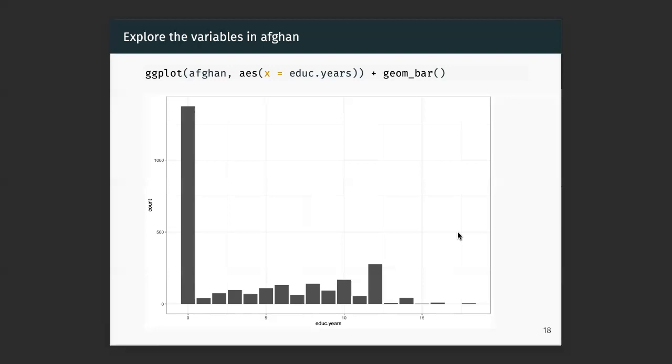We have a handful that report a couple years in college. These would be our college graduates at 16 years, and these would be our people that have some graduate training, once we get above 16. So this distribution appears overwhelmingly to be composed of people that have no formal education. I would hesitate to say uneducated because of course they know quite a lot, right? But they haven't necessarily been through the formal education system. They haven't had access to formal education.